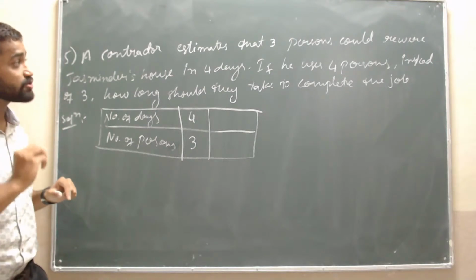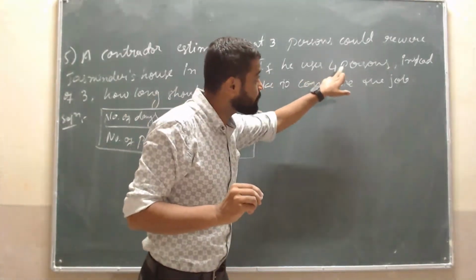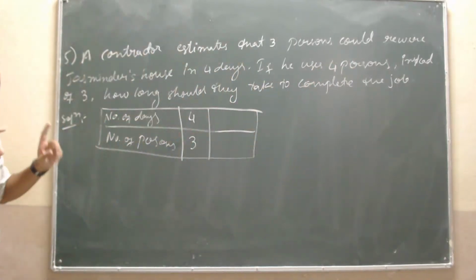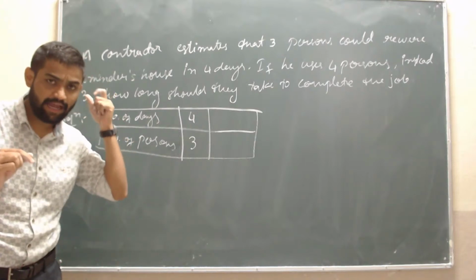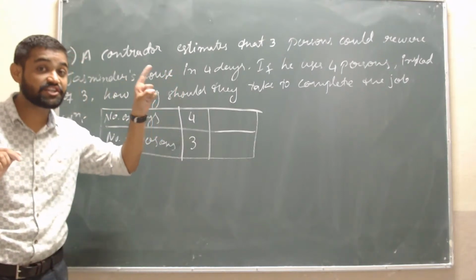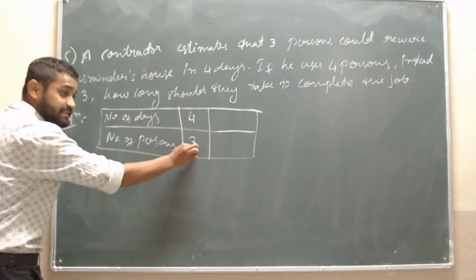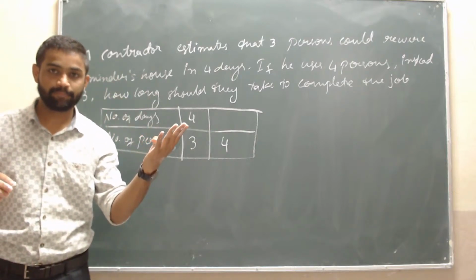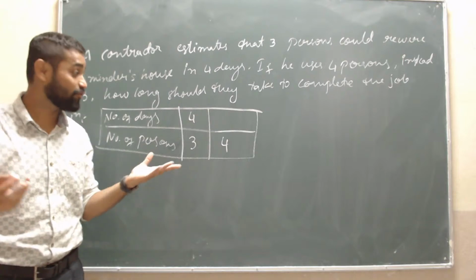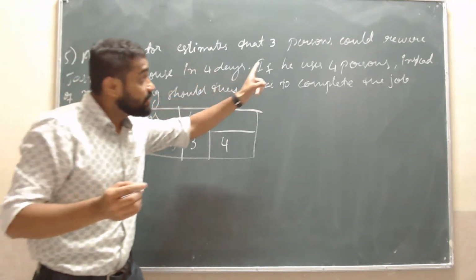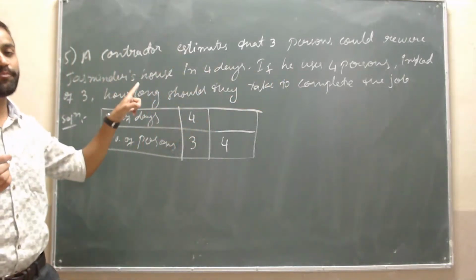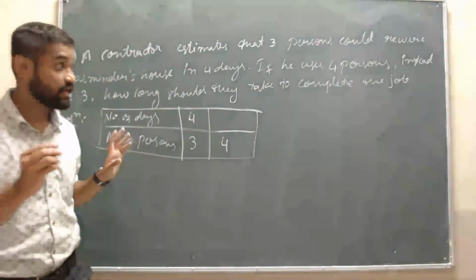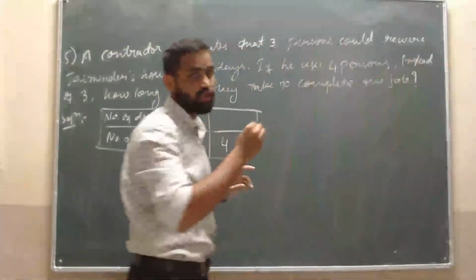Now this question is, if he uses 4 persons instead of 3. Persons are 3, he is using 4 instead. I don't know why he has taken 4 members. Okay? If he uses 4 persons instead of 3, how long should they take to complete that job?